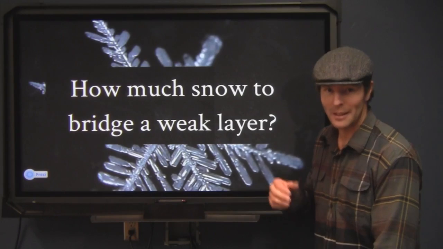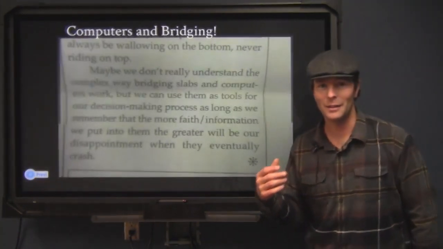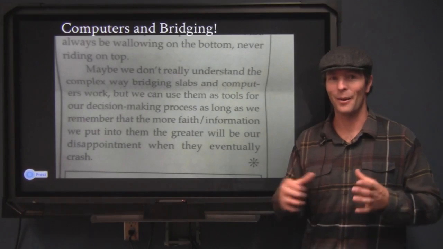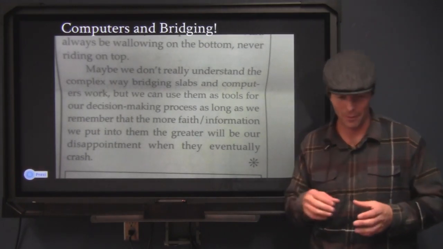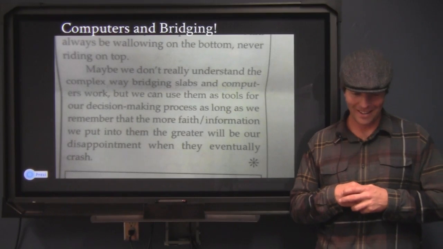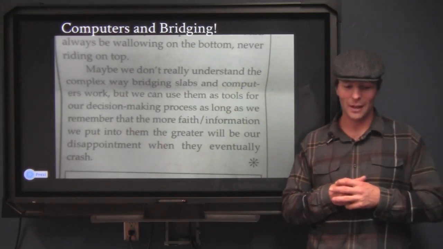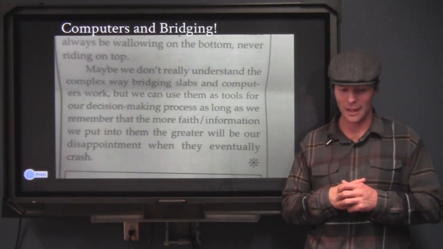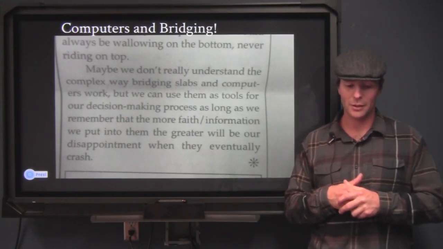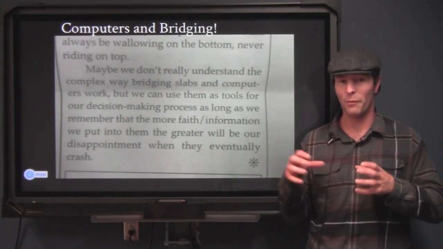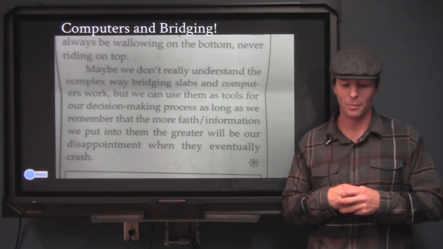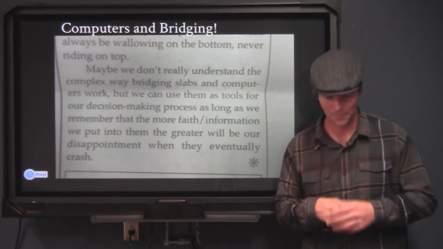And along that same line, I'll leave you with an analogy from that original news kind of article that those excerpts came from. And it's an analogy between computers and bridging. And they say that maybe we don't really understand the complex way bridging slabs and computers work, but we can use them as tools for a decision-making process, as long as we remember that the more faith and information we put into them, the greater will be our disappointment when they eventually crash.